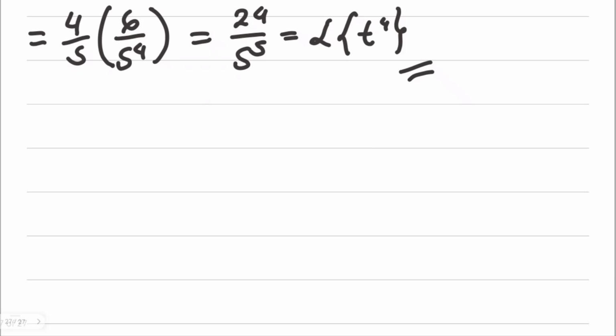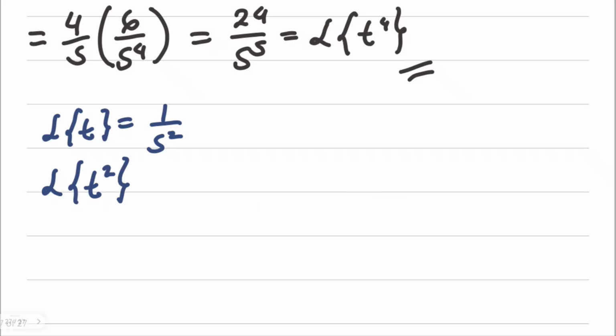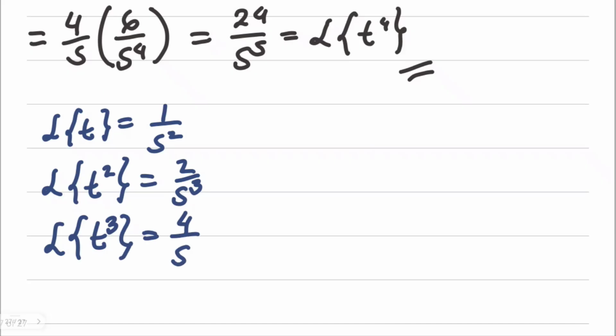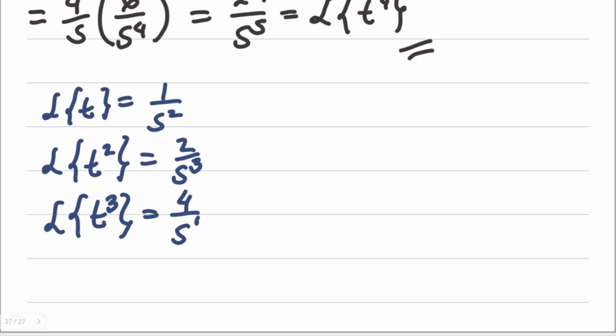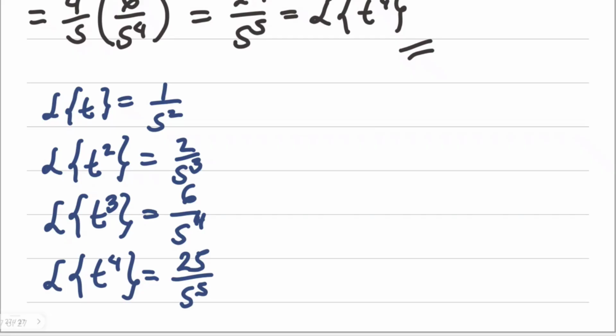Take note that the Laplace transform of t is equivalent to 1 over s squared. The Laplace transform of t squared is actually 2 over s cubed. The Laplace transform of t cubed, as mentioned earlier, is, sorry, my bad, 6 over s to the power of 4. And now the Laplace transform of t to the power of 4 is actually equivalent to 25 over s to the power of 5. We actually have one rule for all functions of t.